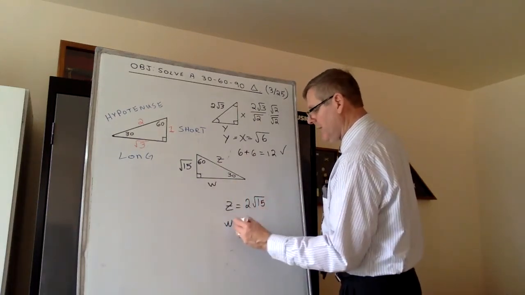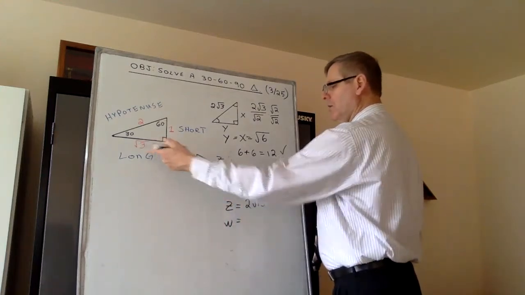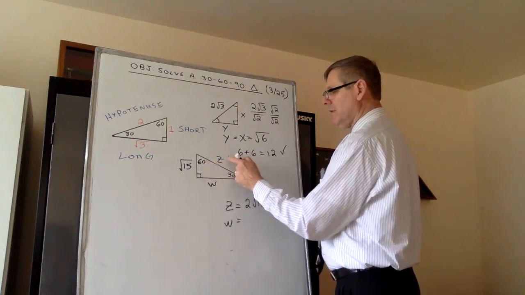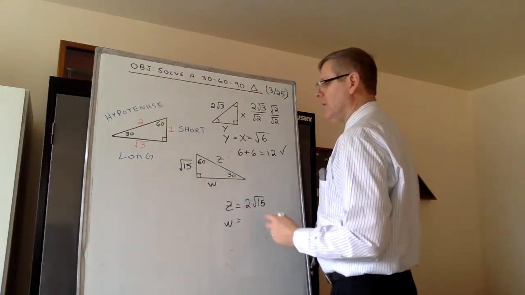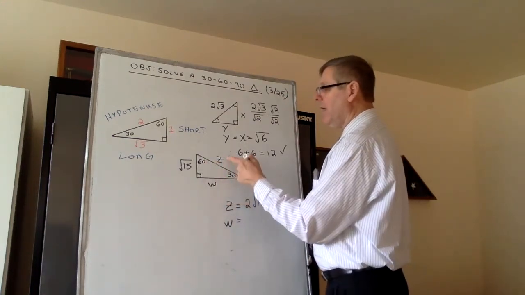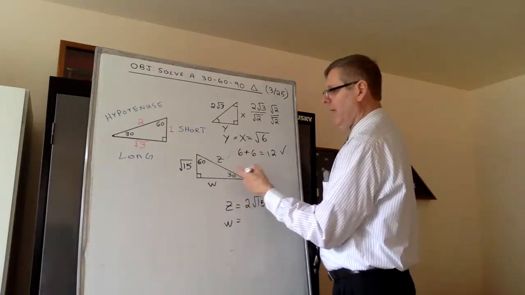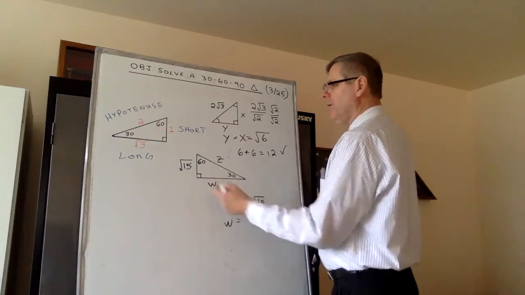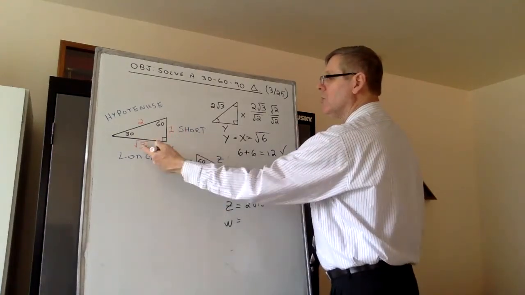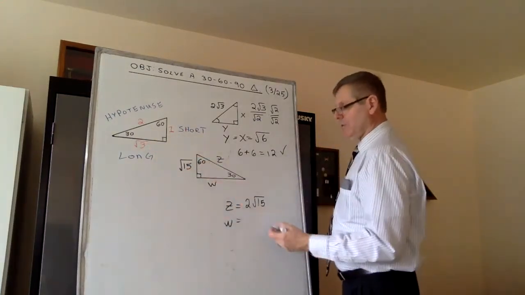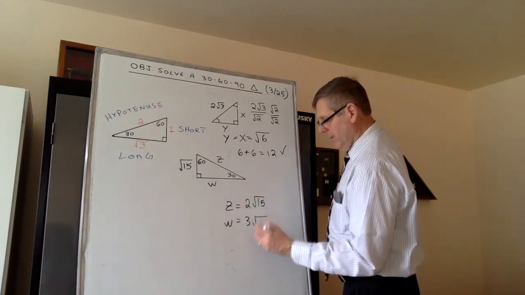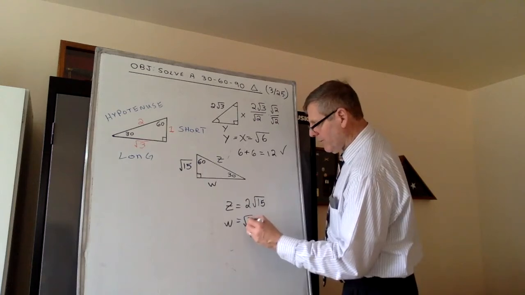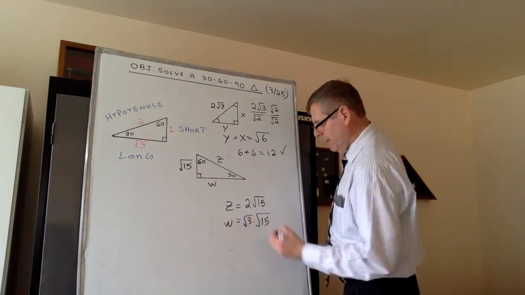Okay? And if I want to find w, I know that the long leg is across from the 60. This is the hypotenuse. The hypotenuse is always the longest side. The long leg is always across from the 60. So w, the long leg, is a square root of 3 times bigger than the short side. So I know that this is square root of 3 times bigger than the square root of 15.